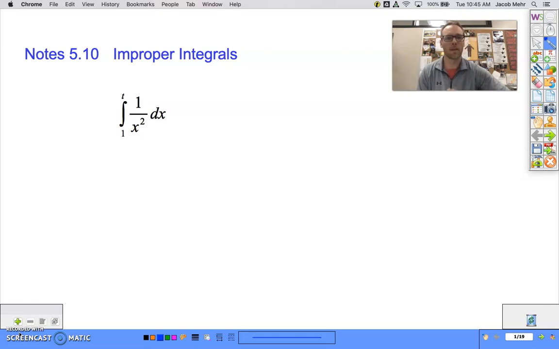Hi everybody, we're going to spend the next couple days learning about something called improper integrals. Now there are two types, and today we're going to look at the first type. But before I start naming and labeling things, we're just going to do a little exploration here.